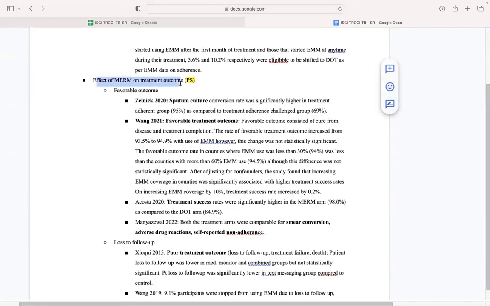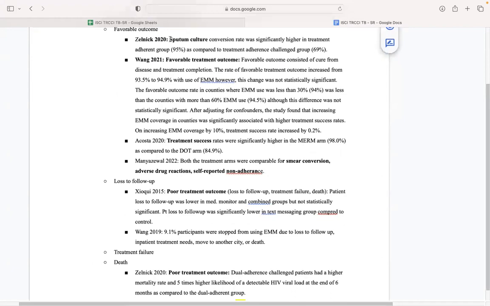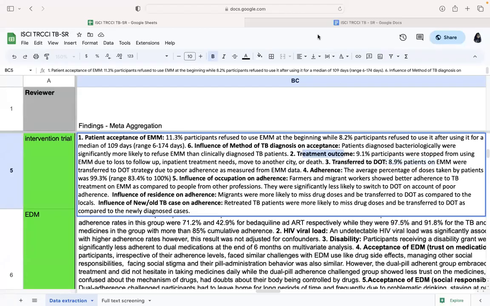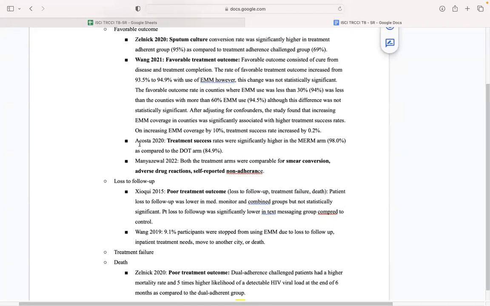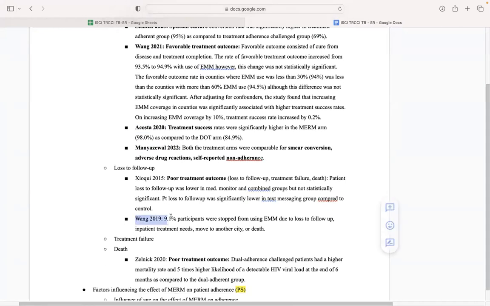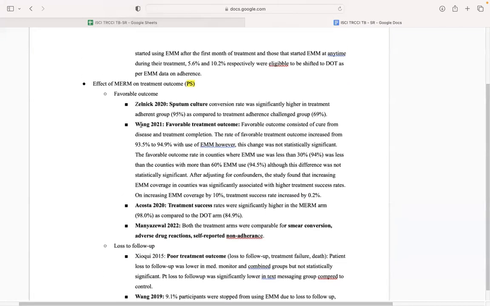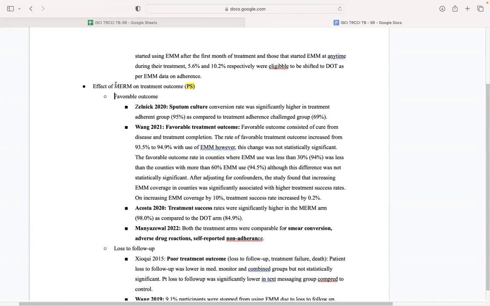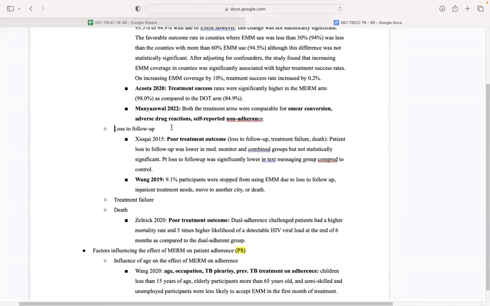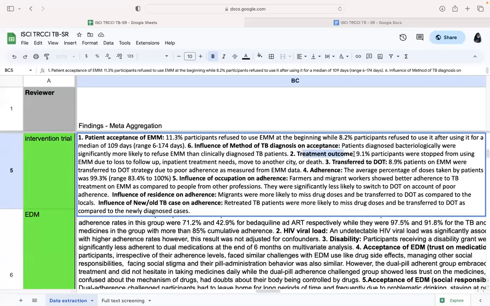Now, effect of MERM on treatment outcome. Wang 2019, did it talk about treatment outcome? It did talk about treatment outcome. So let's see if I've added it or not. I haven't added it. Let's see the reason why. There you go. I have not added it under favorable outcome; I have added that information under loss to follow-up. 9.1% of participants were stopped from using EMM for whatever reason, right?